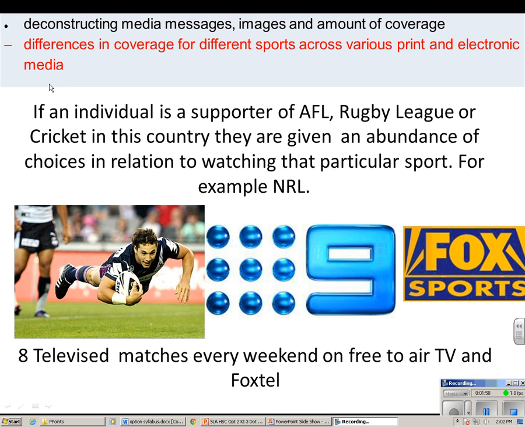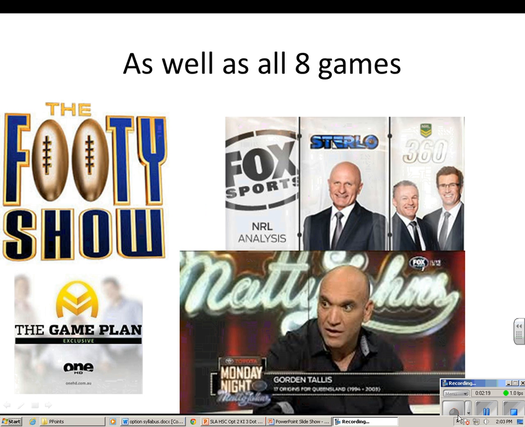Now there are three sports that dominate this country in relation to media. That is AFL, rugby league, and in the summer months, cricket. If you follow those three sports, you are spoilt for choice. An example of this is rugby league, where every weekend 8 matches are televised on either free-to-air Channel 9 or Foxtel. As well as the 8 games that they show, there is a wide range of different programs generally shown midweek that accompany the live game. Shows such as the Footy Show or Sterlo on Fox Sports are popular shows which simply talk about the game itself rather than showing any live action.